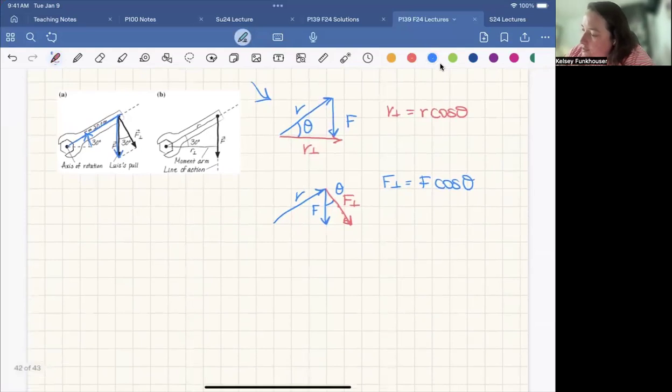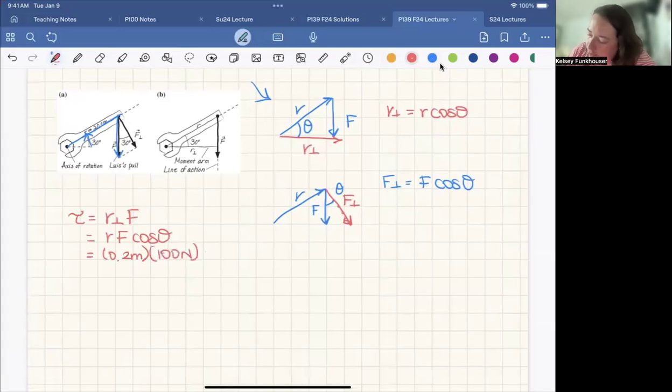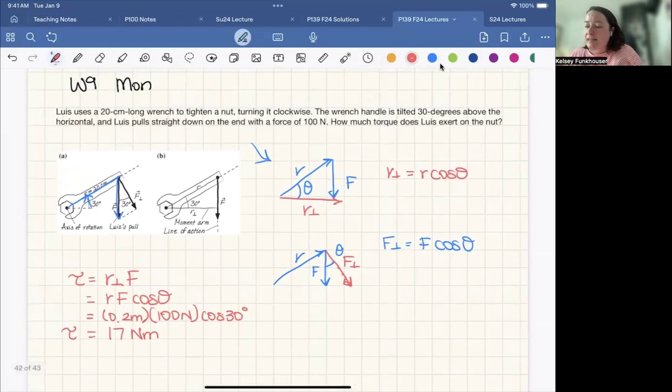And now that we've done that, let's just get the number. So the torque equals the perpendicular component of the radial line times the force, and that is RF cosine theta. We plug in our numbers, 0.2 meters, 100 newtons, and cosine of 30 degrees, that's our angle. And we get a torque of 17 Newton meters. That's the units of torque, by the way, Newton meters. It's just two variables combined, nothing special. But yeah, so that's that example.